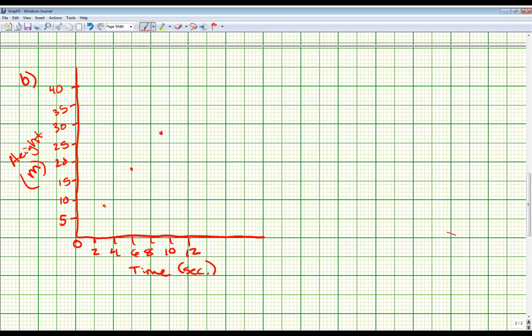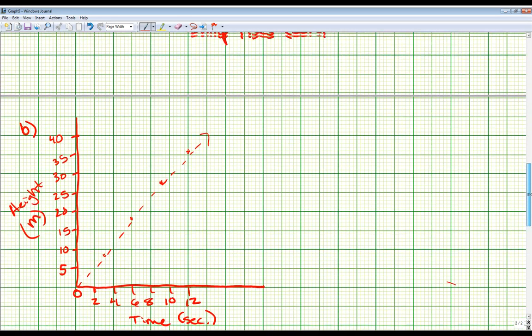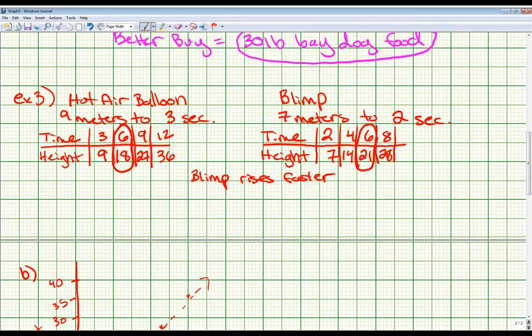Then we have 12 seconds in that last chart, and we have 36. So over to the 12, 36 would be about right there. And then what we can do is kind of figure out, oh, look, these dots kind of create a straight line. They're going upward in a straight line. Now let's go ahead and plot the blimp.